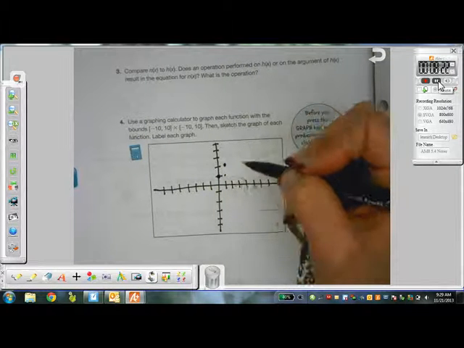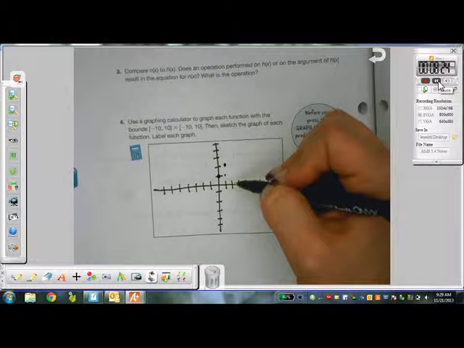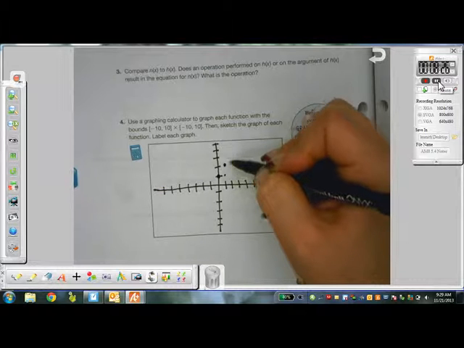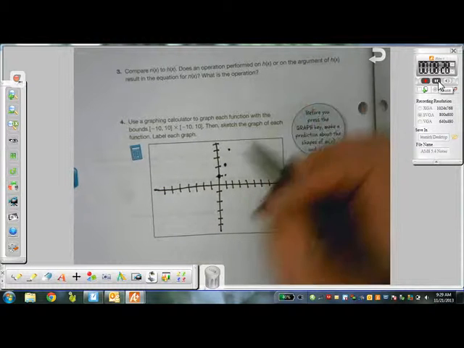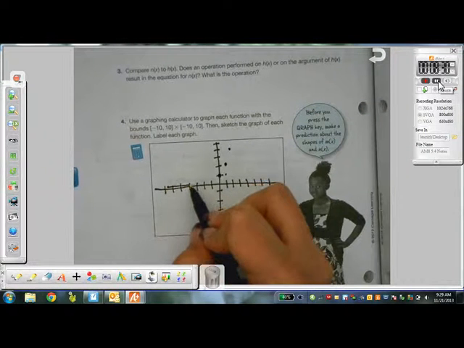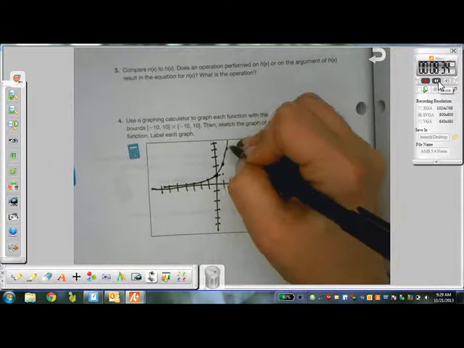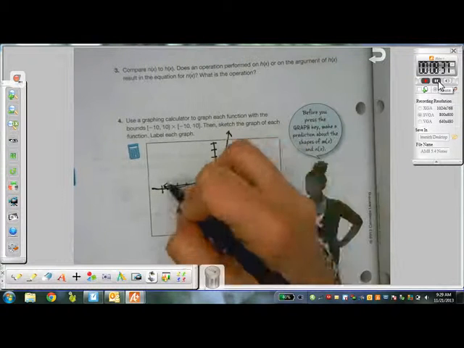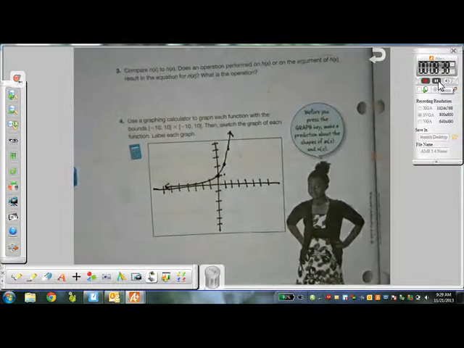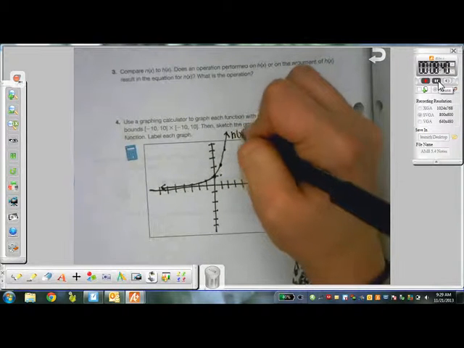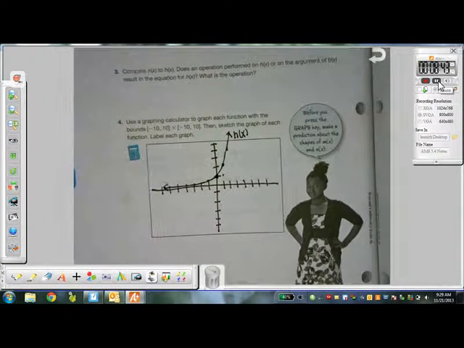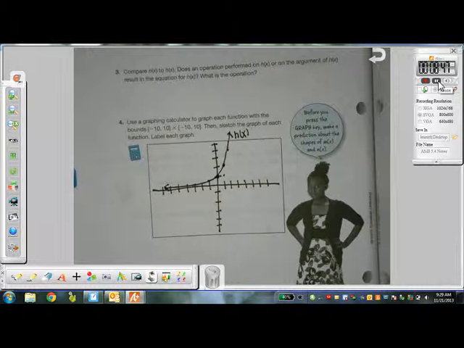And if I were to plug in 2, 2 to the power of 2 is 4, so that's going to be up here. So with your pencil, just sketch the graph. Does it ever touch the x-axis? No. It gets really, really close. And label that h of x. So in your regular colored pencil, you're just doing h of x, which should not be that big of a stretch, right? We've graphed it before.